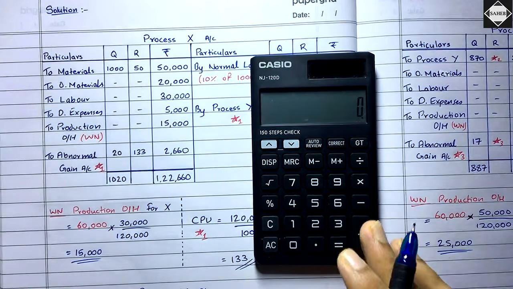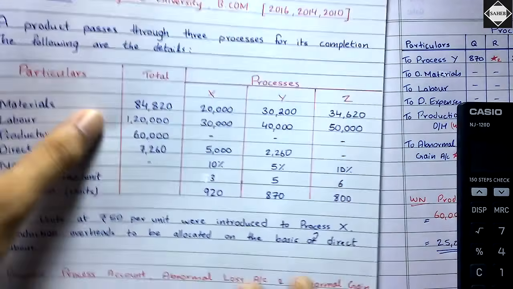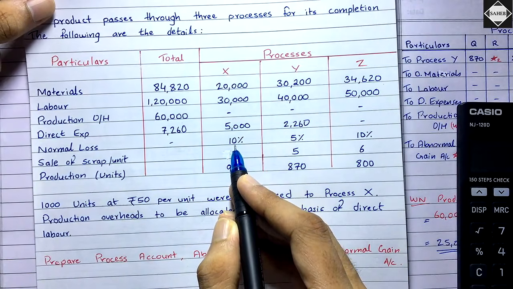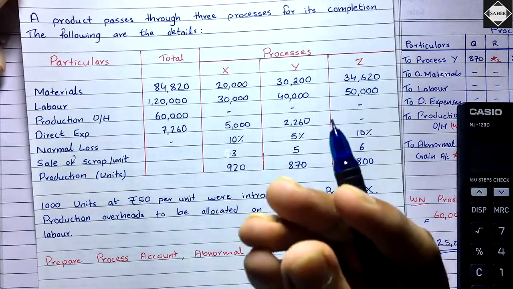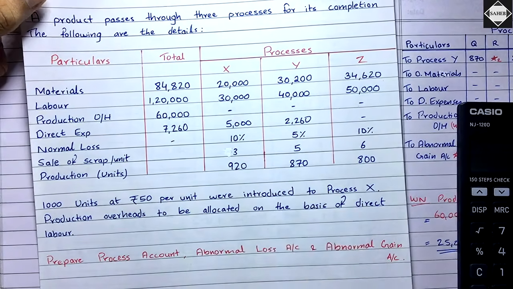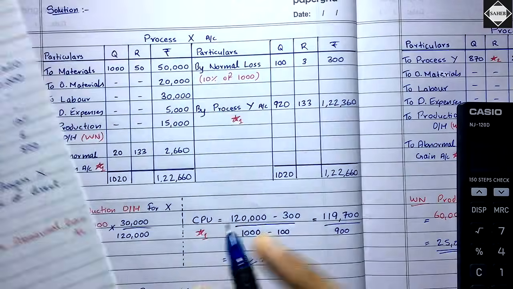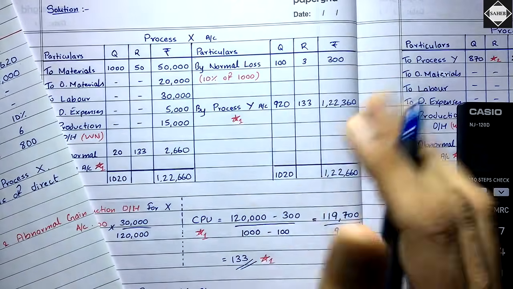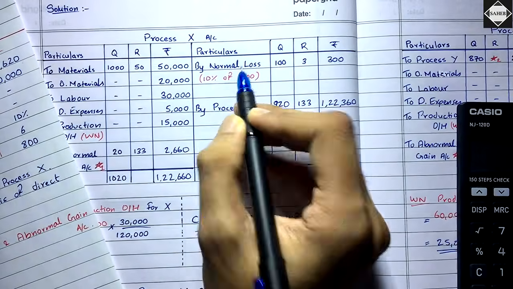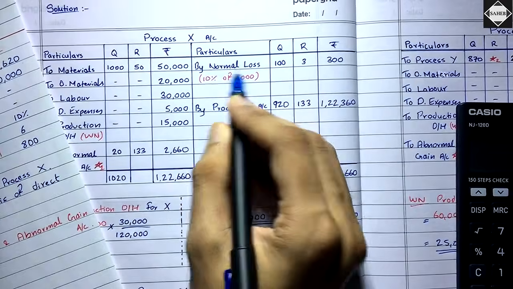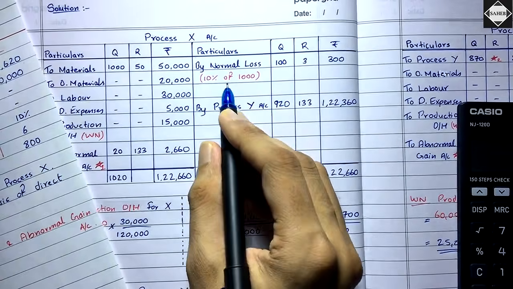You understand that. Then what do we have? Then as you can see, they have given us the normal loss. The normal loss in process X is 10%. Now normal loss is an estimate. It is estimated by the management that 10% of the quantity will be lost no matter what. So what you have to do with that, you have to take that on the credit side of process account because you're losing the materials, it's going out. You're estimating this, okay? This is an estimation. Always remember that. These figures are an estimation.